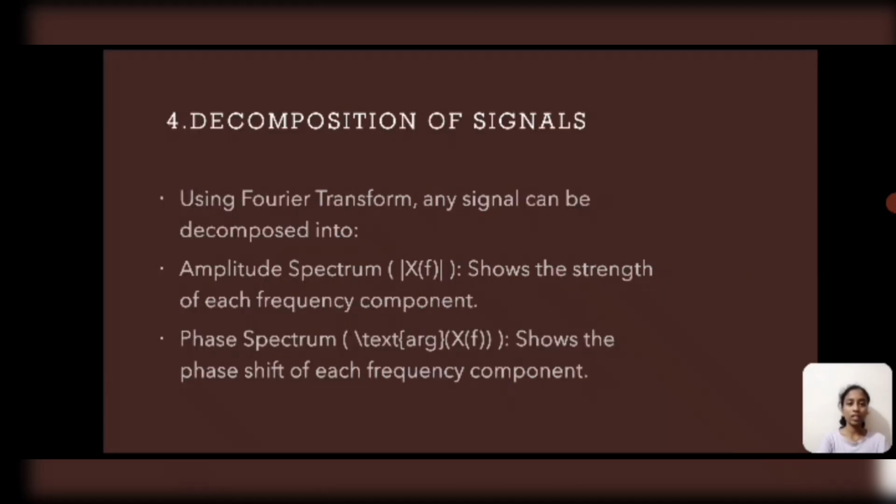Decomposition of signals. Using Fourier transform, any signal can be decomposed into amplitude spectrum and phase spectrum. Amplitude spectrum, |X(f)|, shows the strength of each frequency component. Phase spectrum, angle of X(f), shows the phase shift of each frequency component.